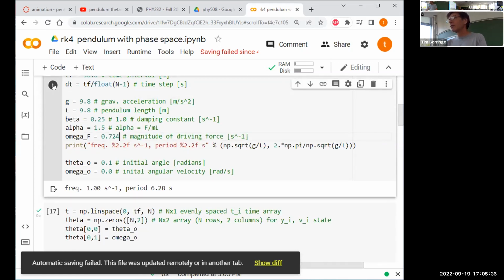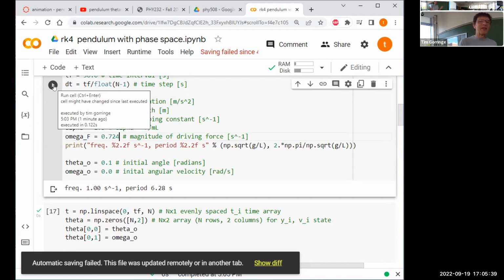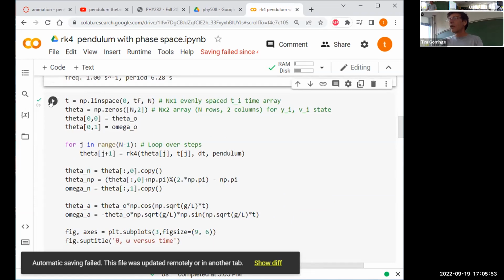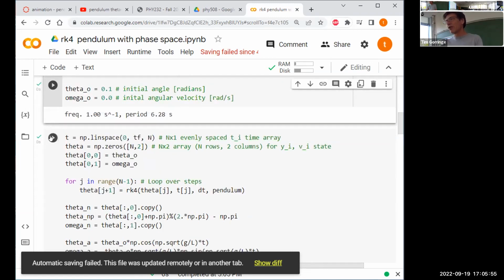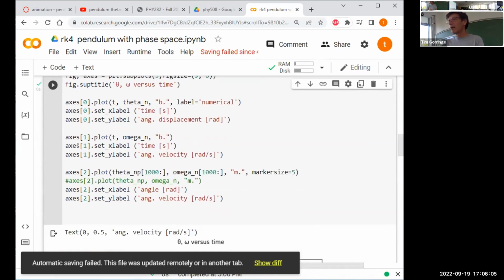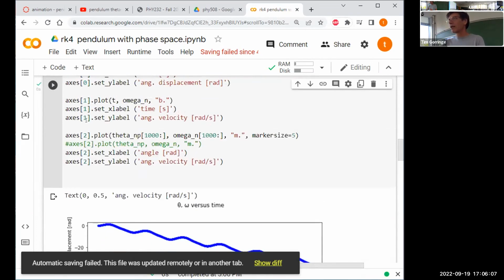So 7.24. There's going to be some numbers here that make you say, well, why on earth would he have picked those? I was kind of randomly picking them to try and pick out different features. That's the reason for these. So now we're at 72% or so of the natural frequency. So we're getting a significant distance in driving frequency from the natural frequency. And I think really I want to look at this guy.